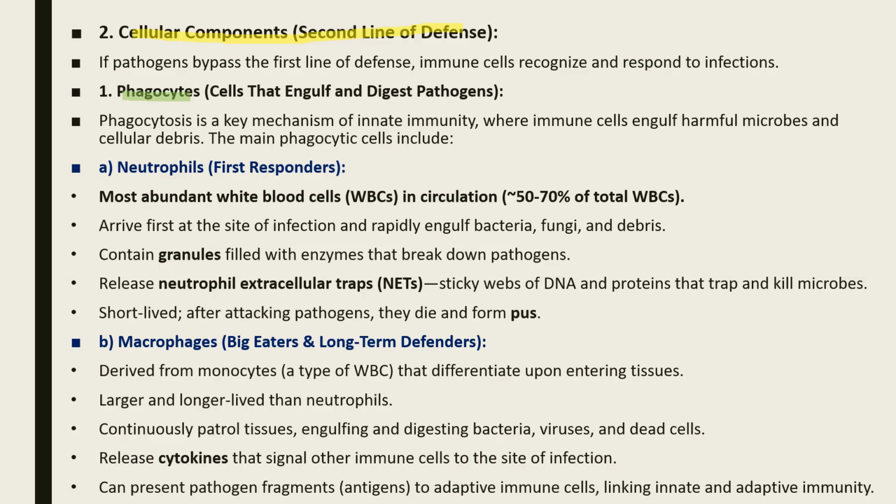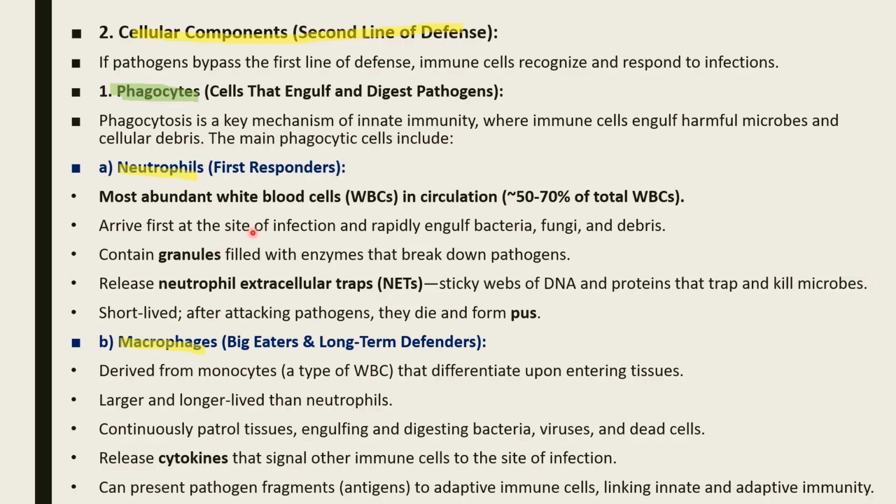Number one is phagocytes, cells that engulf and digest pathogens. So phagocytosis is a key mechanism of innate immunity, where immune system cells engulf harmful microbes and cellular debris. The main phagocytic cells are neutrophils and macrophages. So neutrophils are the first responders.